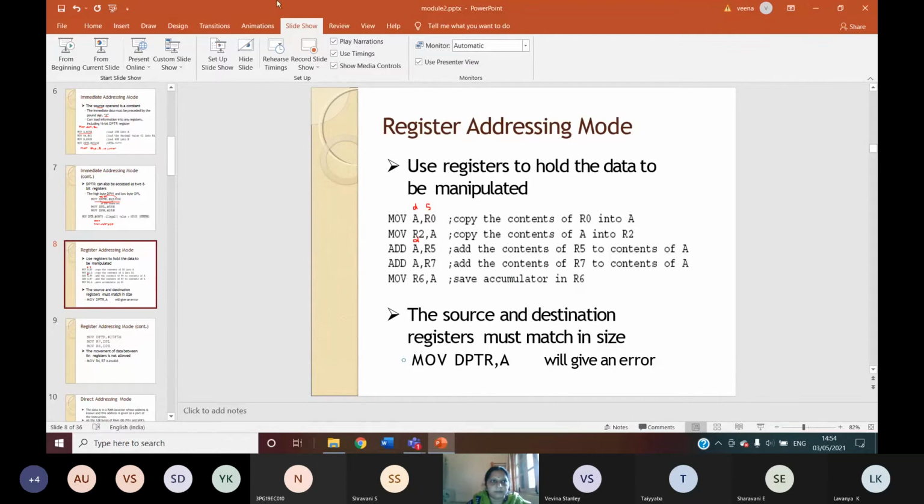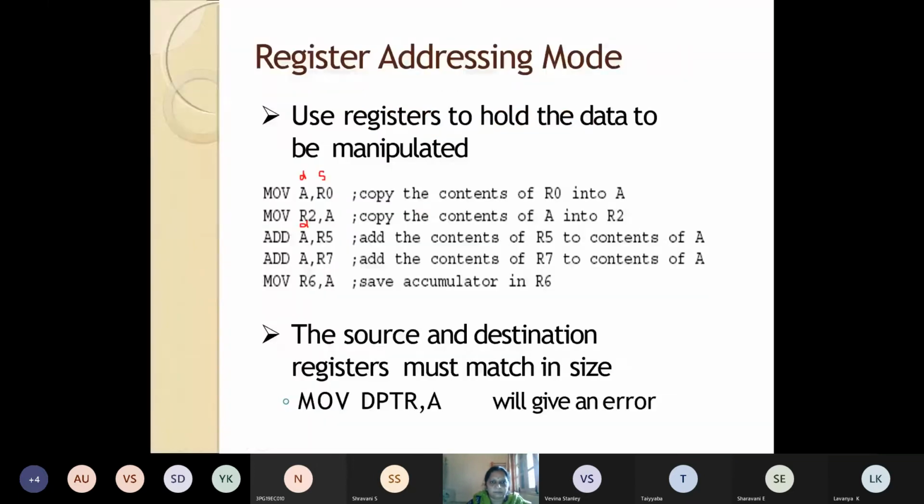Okay, so ADD A, R7 means the content of register A is added with the content of register R7 and it is stored in register A. MOV R6, A means the content of register A is copied to register R6. Where we just use registers to hold the data, it is called the register addressing mode.